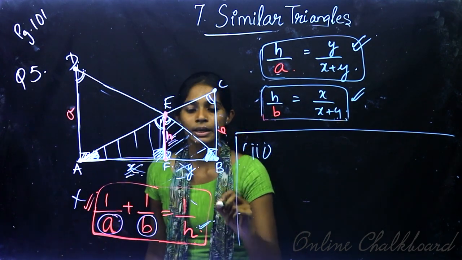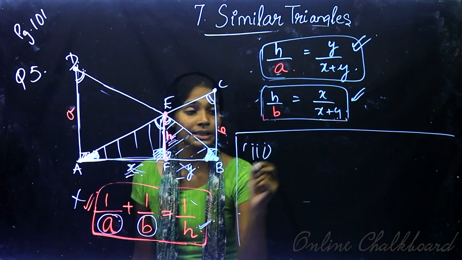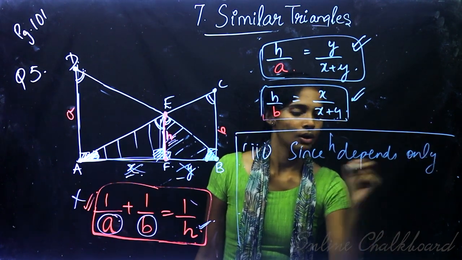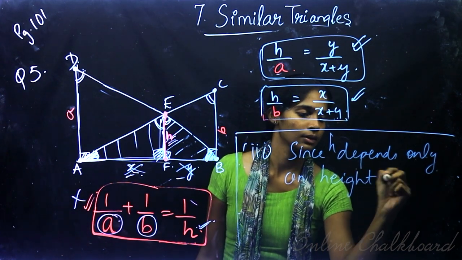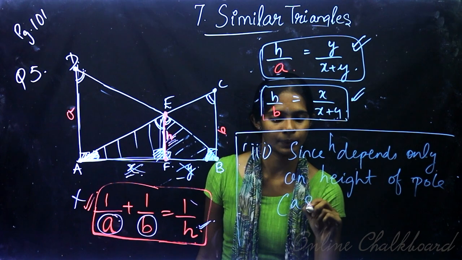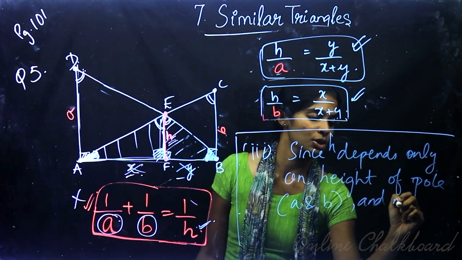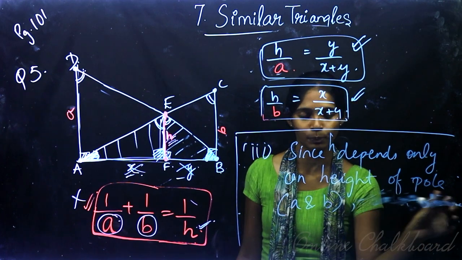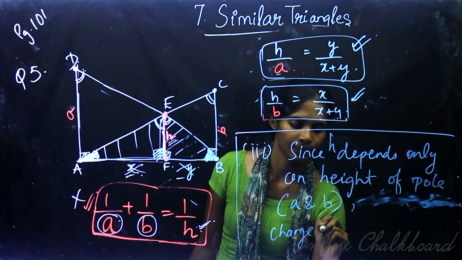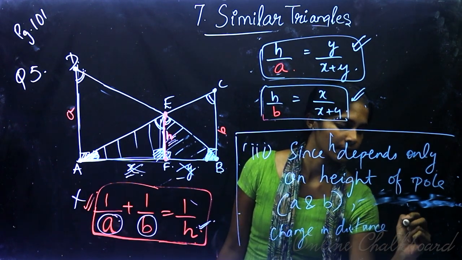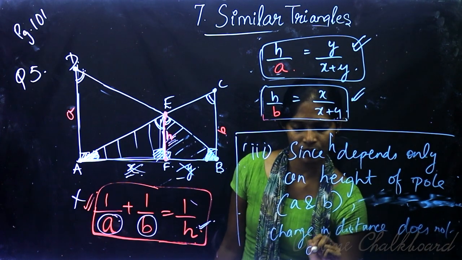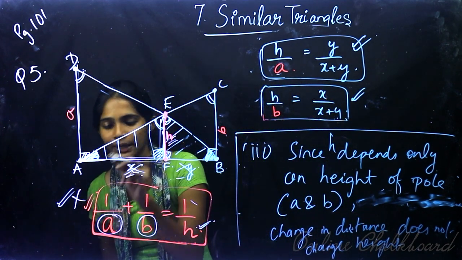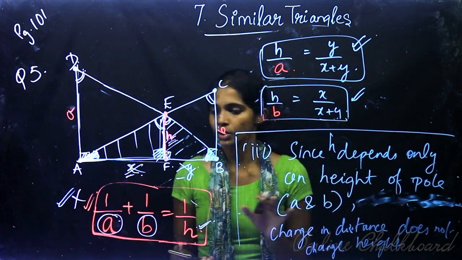So what do we say? Since in this equation h depends only on the heights of the poles, that is a and b, and not on the distance between them, a change in distance does not change the height. Okay, so directly you can use the second question's equation. So this question is clear.